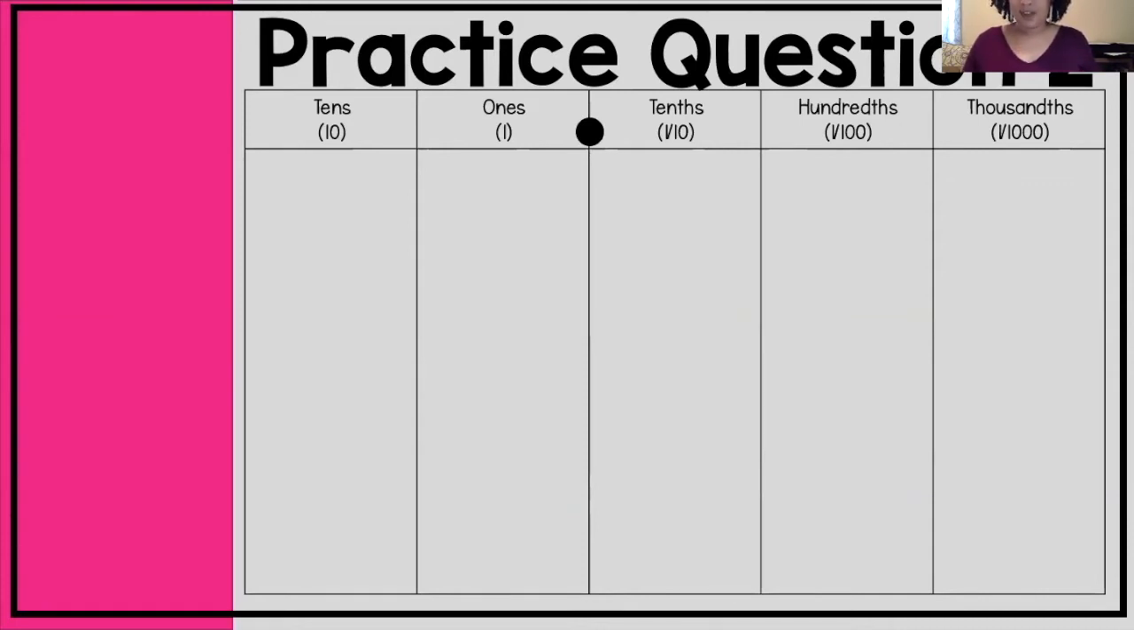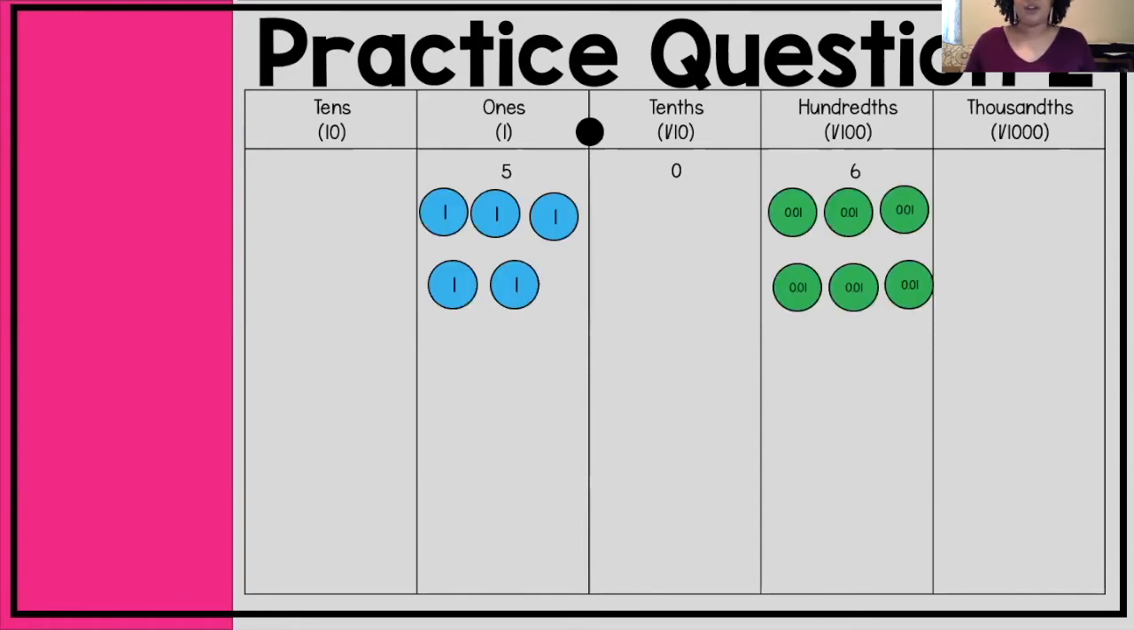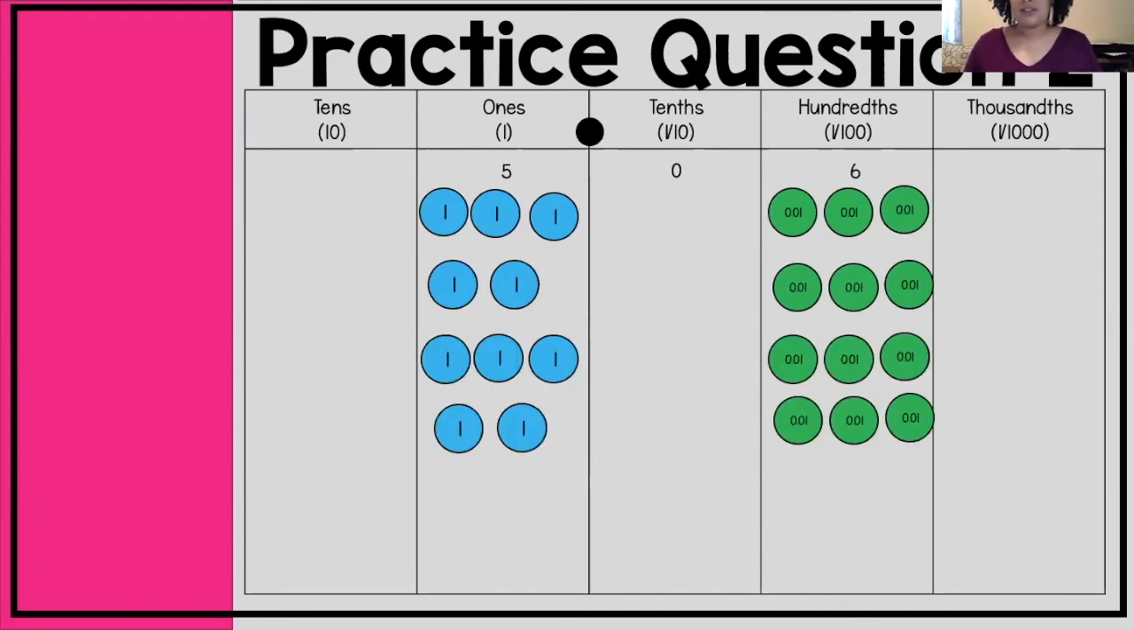In the number 5 and 6 hundredths, I have 5 ones. I have 0 tenths, and I have 6 hundredths. I'm going to use my place value discs to create that number. 5, no tenths, and now 6 hundredths. But because I'm multiplying by 2, I need to make that number again. 5, no tenths, and 6 hundredths.